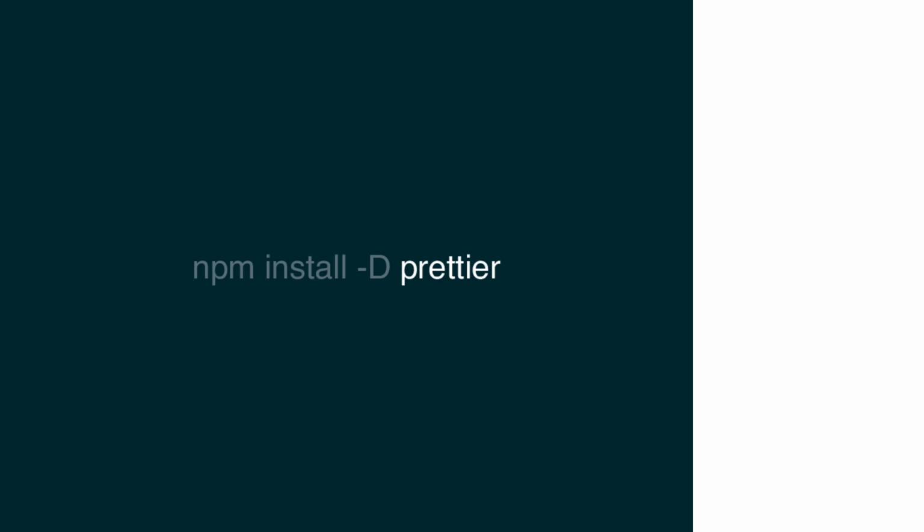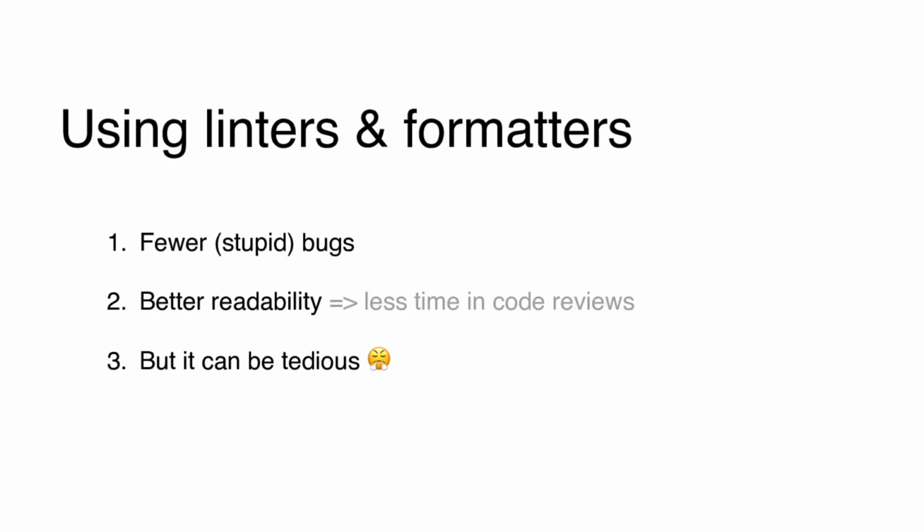So how do we fix that? We have this nice tool called Prettier. It just fixes code, and it removes all the discussion from that topic. And it's cool. Everyone is friends again. And it's easy to use. You just install it from npm, and you start using it. So to sum up, using linters and formatters leads to fewer stupid bugs, better readability. That also means less time in code reviews. But it can be tedious.